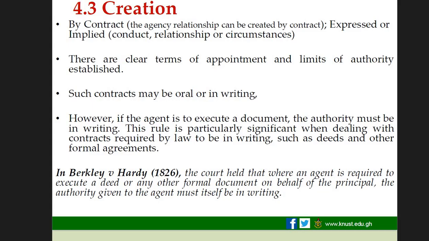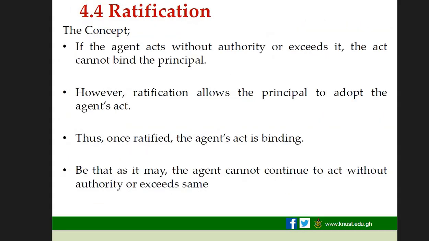So deeds, let's say you are forming a partnership, you are trying to come up with a business. You would need a partnership deed, and this partnership deed must be in writing. Once there is a contract, even the contract should be in writing. Don't forget the parol evidence rule. Yes, it should be in the form of writing. Other than that, the court cannot enforce it. I hope you get that. So that is it when we talk about the creation of agency.